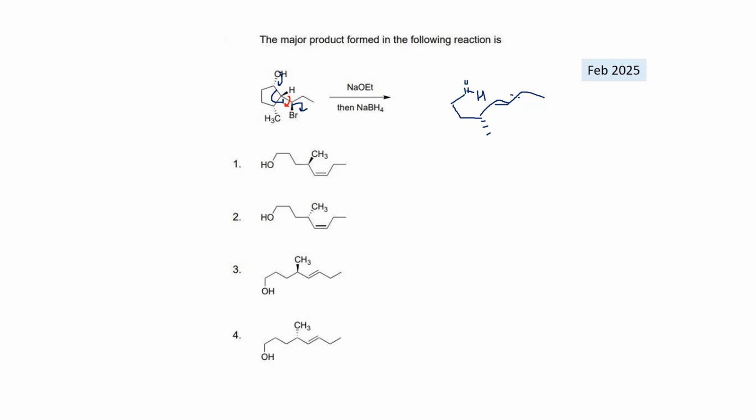What will be the stereochemistry of the double bond? This is an E double bond. In the next step, if you add NaBH4, this aldehyde will be reduced by NaBH4 and form this alcohol. As this is an E alkene, these two are already cut from our options. As this methyl group is below the plane, the correct option is option 4.